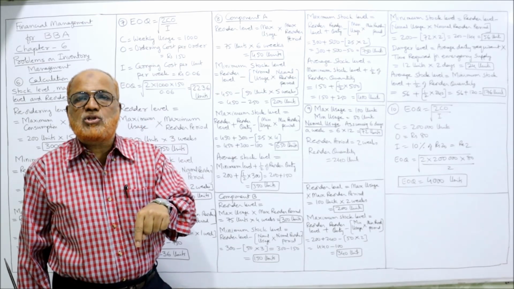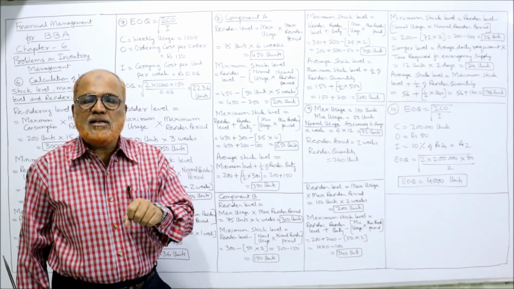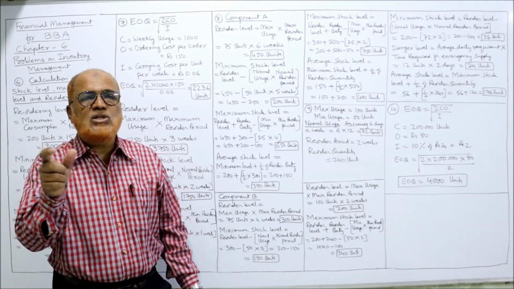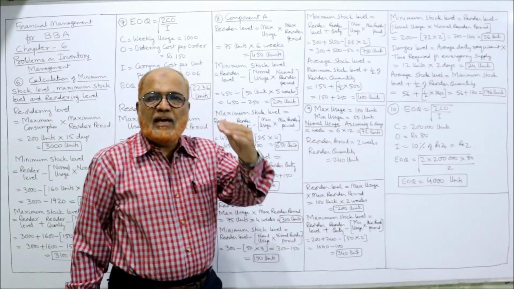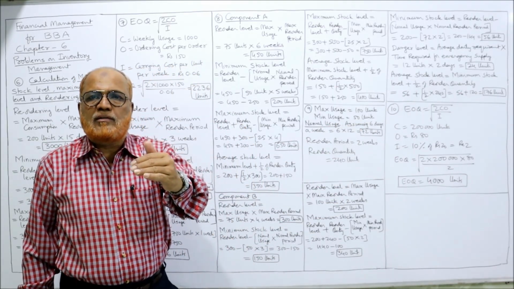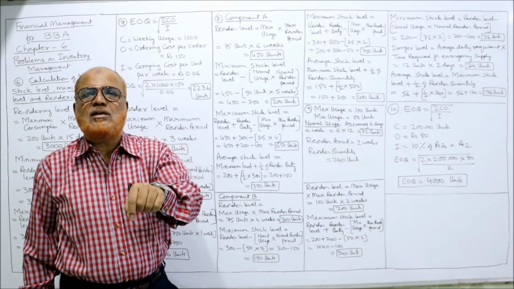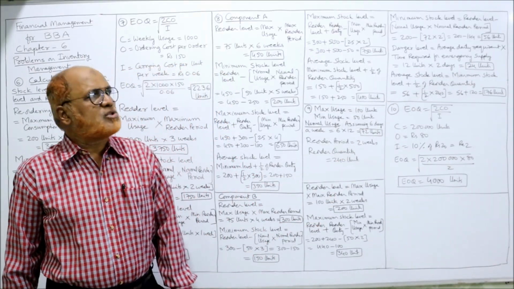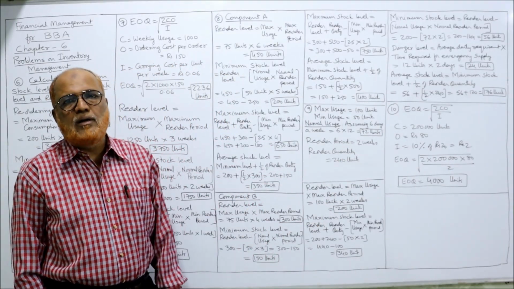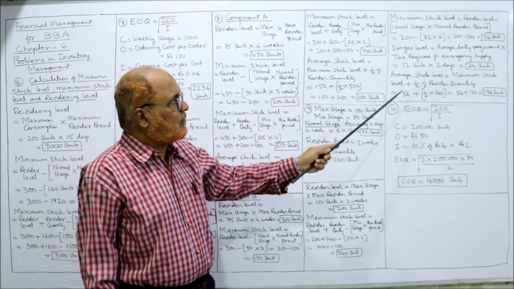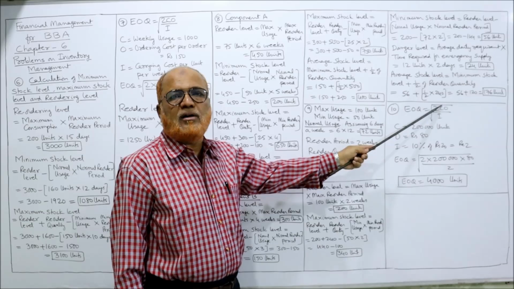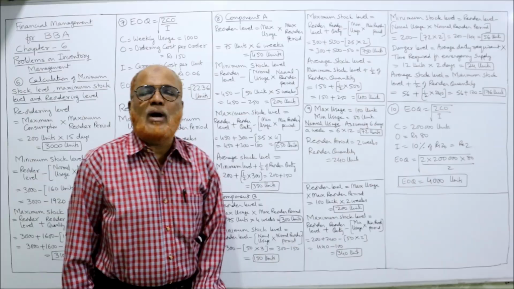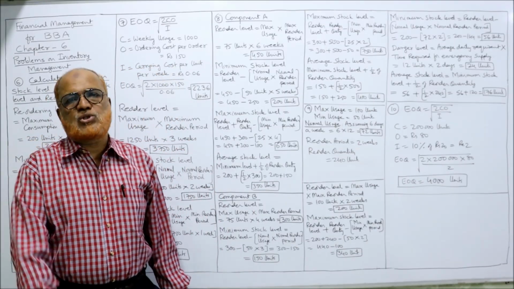Daily requirement is how much? 12 units. And how many days? 2 days. So 12 into 2, 24 units is the danger level. So if the inventory comes to 24 units, then immediately an emergency order should be placed. Then average stock level, same formula: minimum stock level plus half of reorder quantity. Minimum stock level, just now we calculated, is 56 units. Half of reorder quantity 240 is 120. So 56 plus 120, 176 is the average stock level.